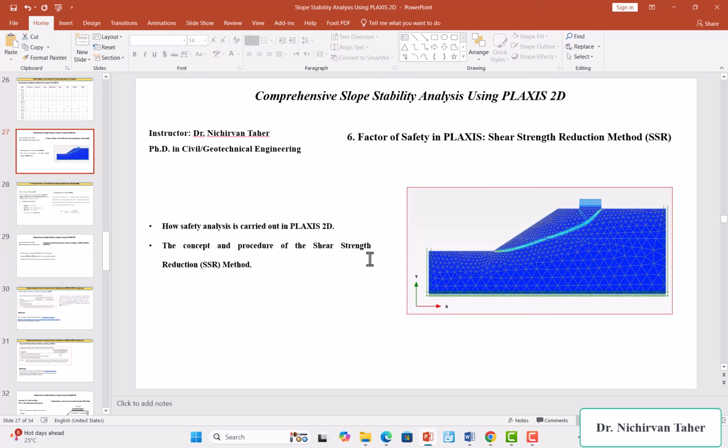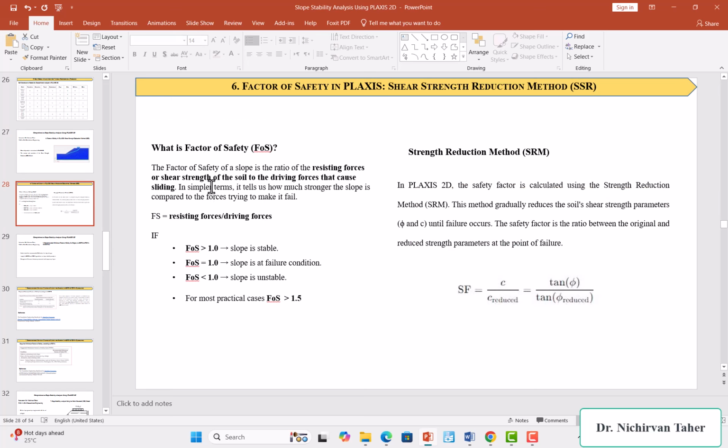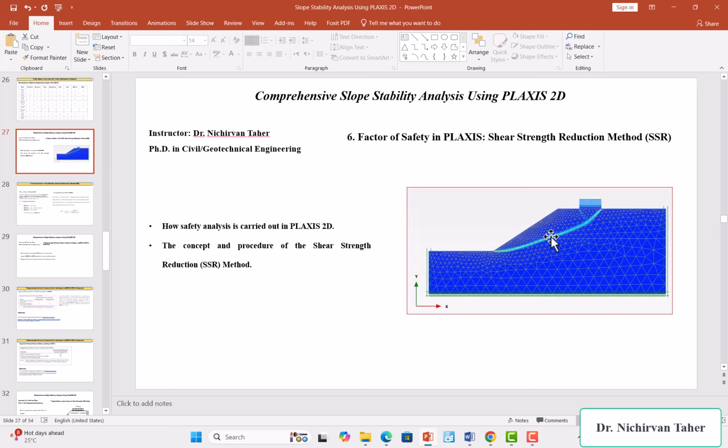If you remember in some previous lecture, when we talked about the limit equilibrium method, we explained that in the limit equilibrium method the failure surface is assumed, and according to this failure surface we calculate the factor of safety, which is equal to the resistance force divided by the driving force of this soil wedge. But in PLAXIS it is based on the shear strength reduction method, which is a different approach, and we don't need to pre-assume any failure surface.